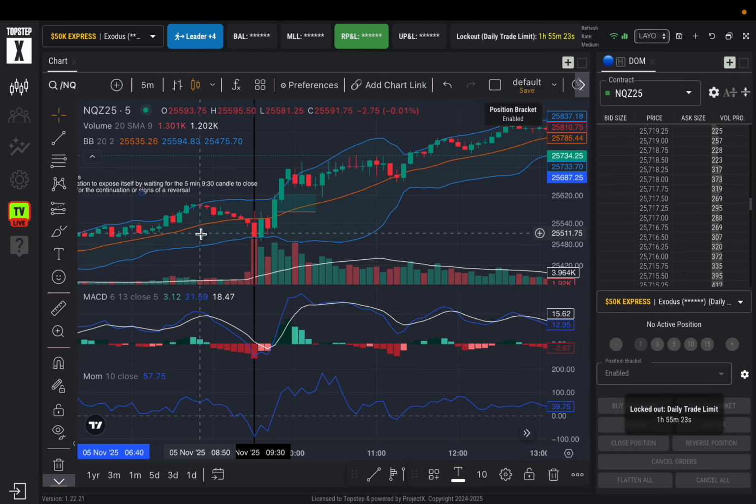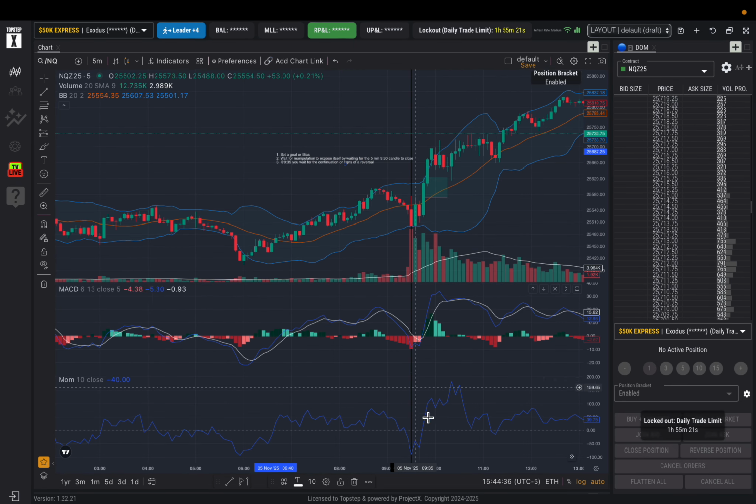So what is that signs of? There might not be a continuation after this 9:30 candle. So there might not be a continuation of bearish price action. So what does that tell us? That tells us maybe we should look for a long. Our setting goal is also longs. So that gives us more confidence that today might be longs.